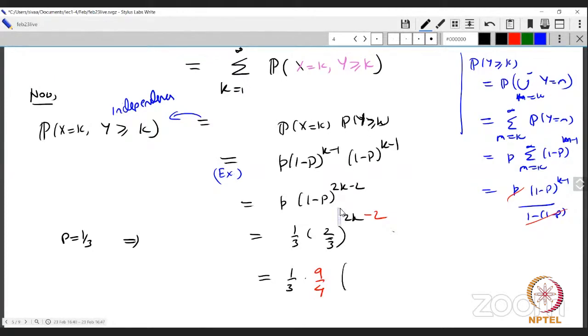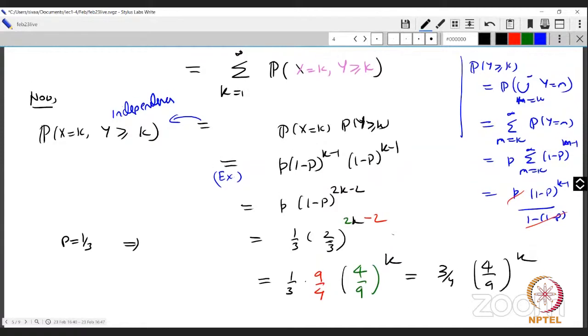I'll make that the green part. I'll think of that as 4/9 to the power k. So if you do the algebra, it's just 3/4 times 4/9 to the power k. Very nice. That's what each of the terms is.